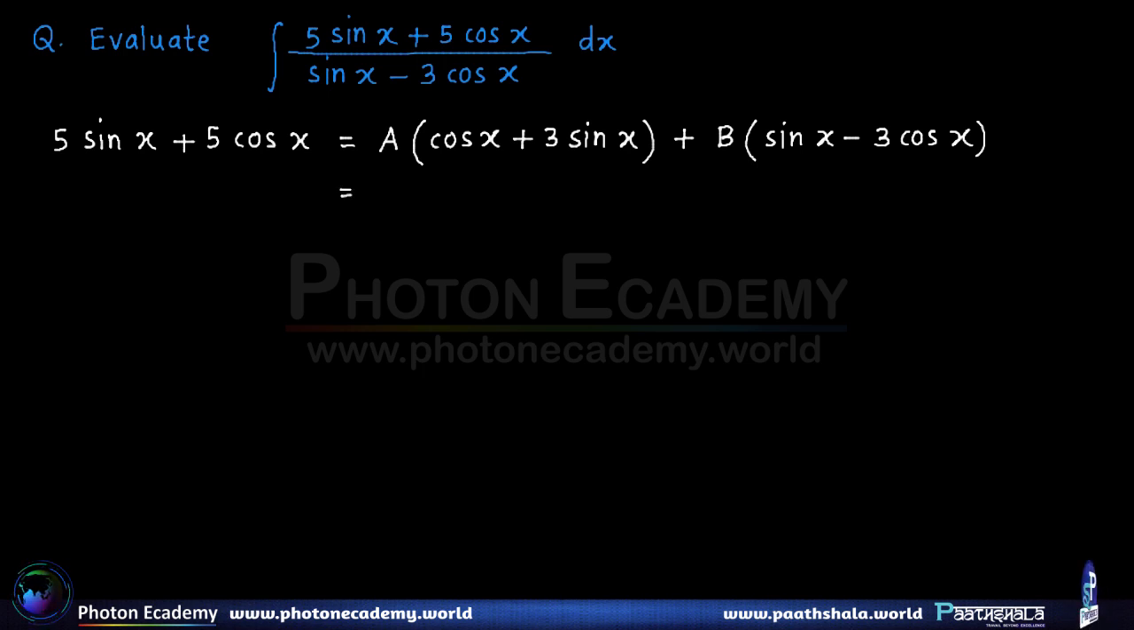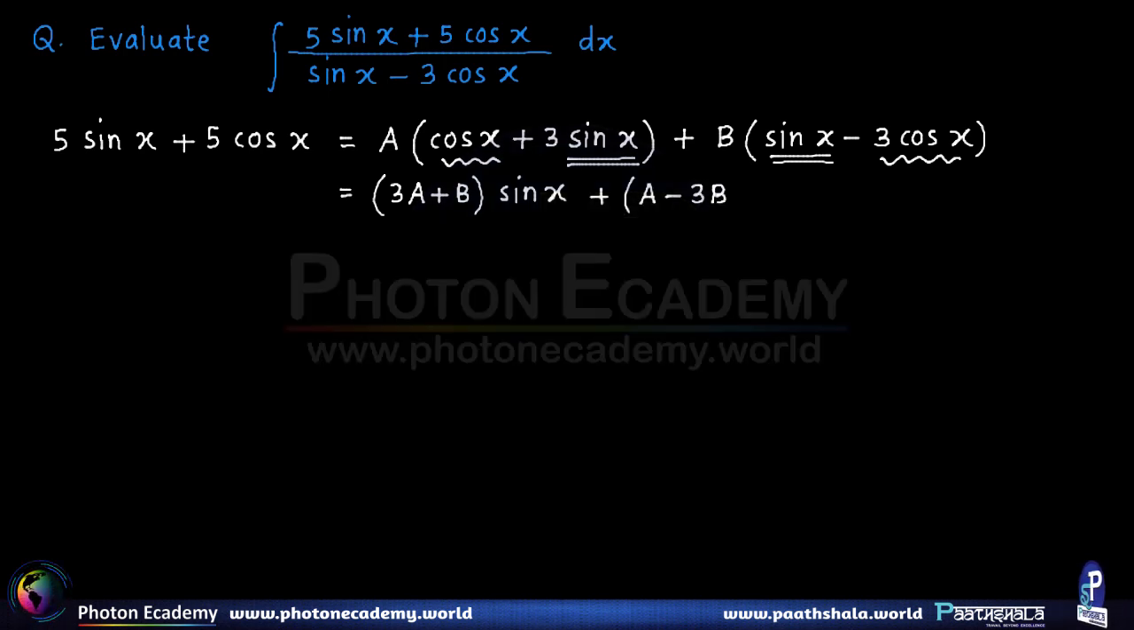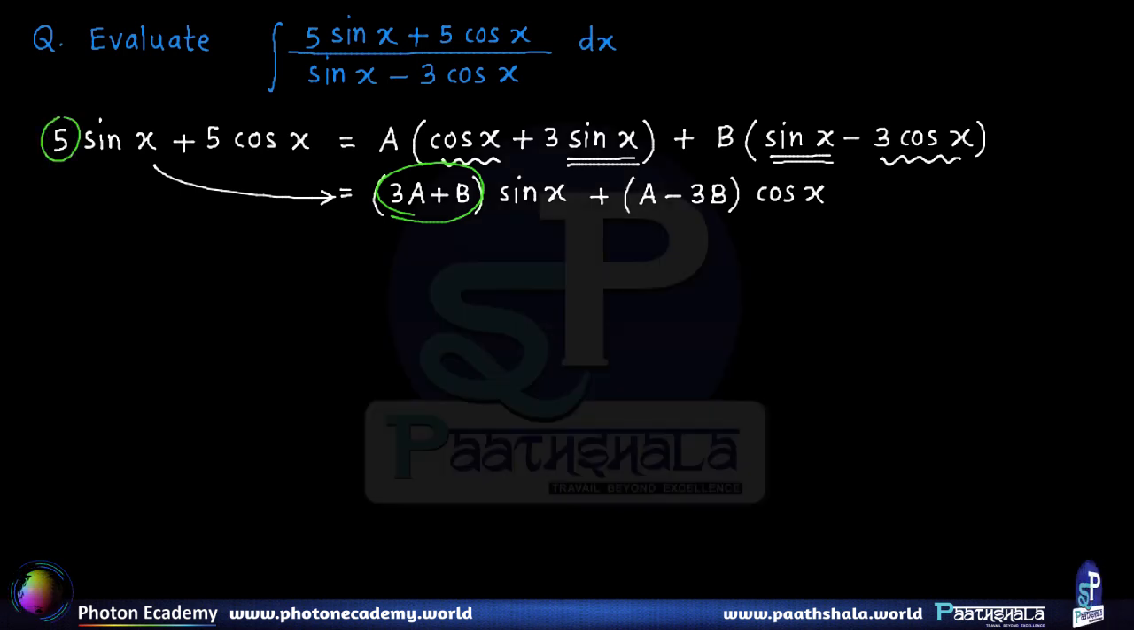So now collecting the sine terms, we have 3a plus b times sin x, and collecting the cos terms, we have a minus 3b cos x. So that means the numerator is equal to the expression that we have got here. So therefore, comparing the coefficients, the coefficient of sin x must be same on both sides, and similarly coefficient of cos x also must be same.